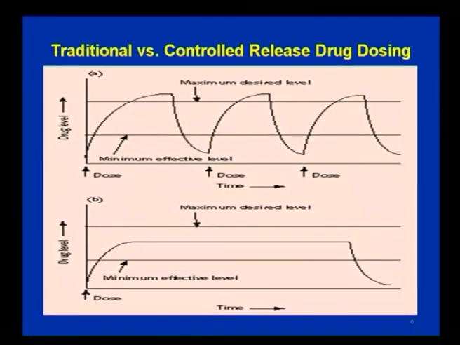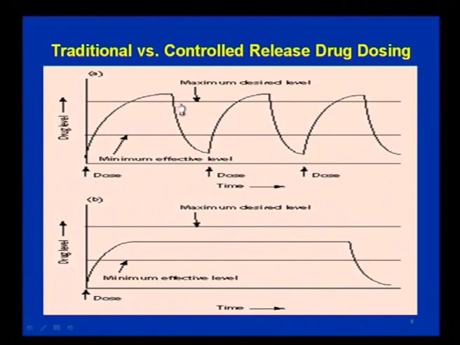So, the same thing can be explained with this particular graph, the traditional release and the controlled release of the drug dosing. In the first graph, we can see the x axis represents the time. In the case of the traditional system, when the dose is applied here, it slowly increases in its level, that is, the concentration of the drug in the blood goes beyond 2 marks.